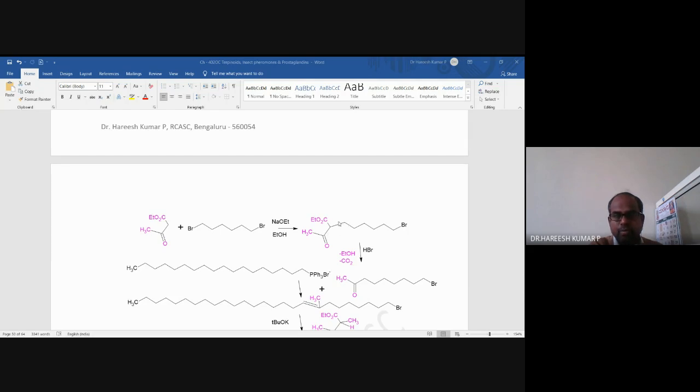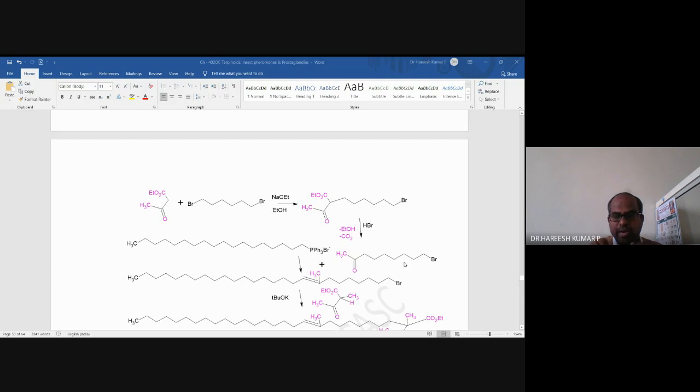The obtained compound, in presence of HBr, what will happen? The ester part is there. The ester is hydrolyzed to acid. When the ester is hydrolyzed to acid, ethanol will go out as a byproduct. Once the acid is obtained, on heating, decarboxylation takes place. That is the reason a compound is obtained like this.